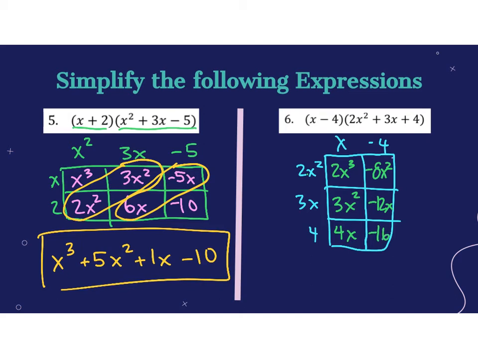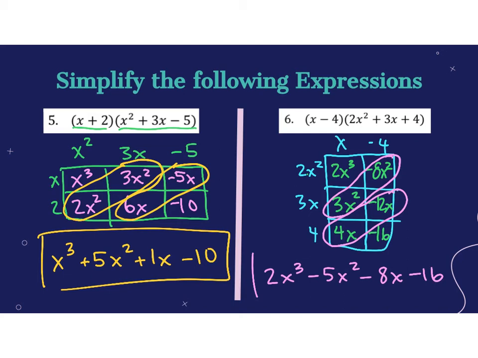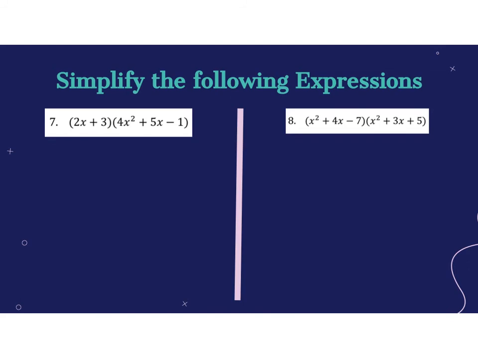Watch for those like terms. Here's a squared and a squared. I got to put them together. And then here's an x and an x. I got to put them together. So 2x to the third is by itself. 3 and negative 8 is negative 5x squared. 4 and negative 12 is negative 8x. And then negative 16 at the end. There's my polynomial, and I'm set. Let's try a couple more.